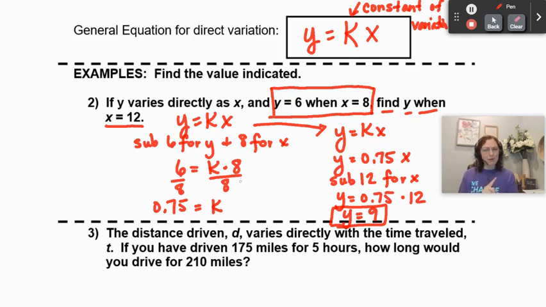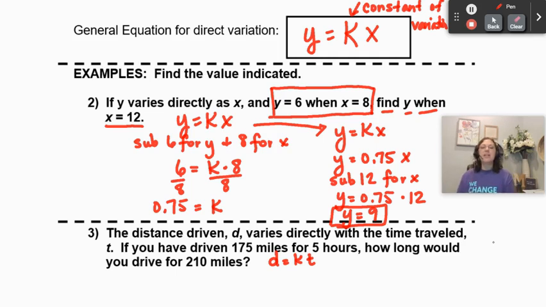A little bit more word problem like. So look at number 3 here. The first sentence says the distance driven d varies directly with the time traveled t. Okay, so all that means is we're going to use our y equals kx, but instead of y and x, can you guess what letters I'm going to use? Yeah, I'm going to use D and T. So instead of Y and X, I'm going to have D equals KT.